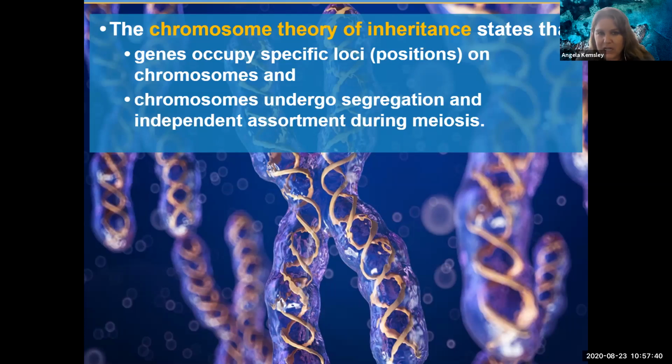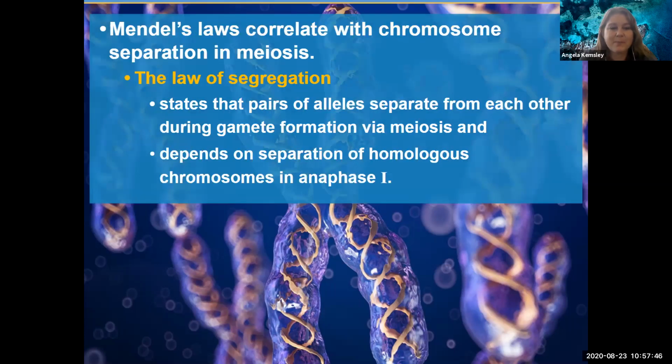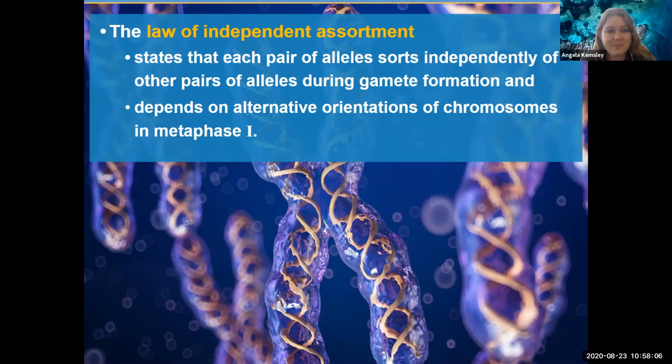If you're a little shaky on this, look back at the last lectures, because I explained these things in the lectures from last week. Mendel's laws correlate with chromosome separation in meiosis. The law of segregation states that pairs of alleles separate from each other during gamete formation via meiosis, and the law of segregation depends on the separation of homologous chromosomes in anaphase 1. The law of independent assortment states that each pair of alleles sorts independently of other pairs of alleles during gamete formation and depends on alternate orientations of chromosomes in metaphase 1.